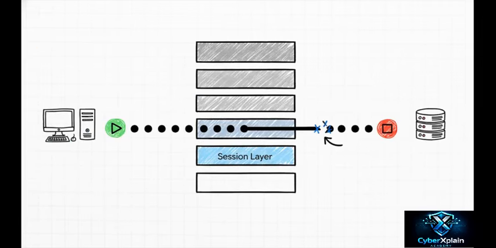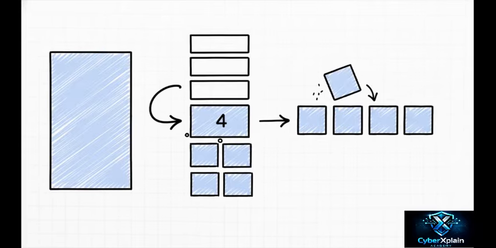Then we have Layer 5, the session layer. This layer is basically the conversation manager. It's responsible for establishing, managing, and then tearing down the connection between two applications. It's the layer that makes sure the line is open, keeps the conversation going, and then hangs up properly when it's all done.